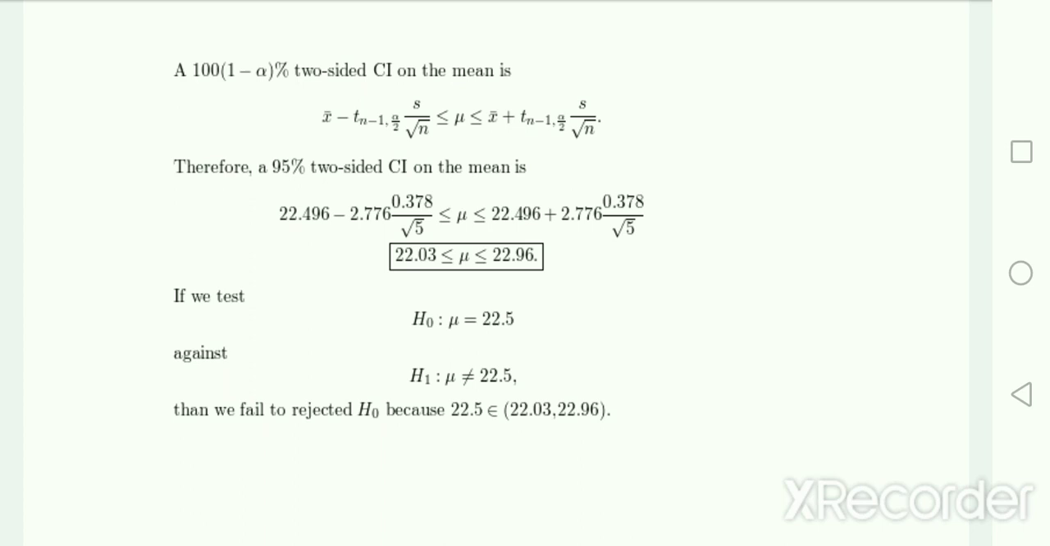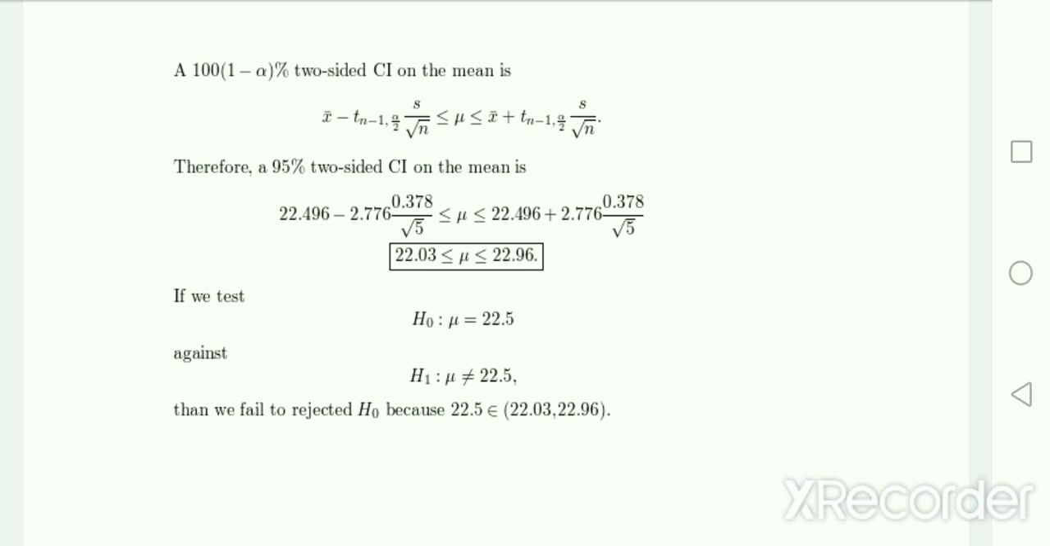For the confidence interval in this problem, we have the alternative hypothesis form of a two-tailed test, that is mu not equal to mu naught. So the confidence interval is x bar minus t n minus 1 comma alpha by 2 times s by root n, less than or equal to mu, less than or equal to x bar plus t n minus 1 comma alpha by 2 times s by root n. If you substitute your values, the confidence interval is 22.03 less than or equal to mu less than or equal to 22.96.